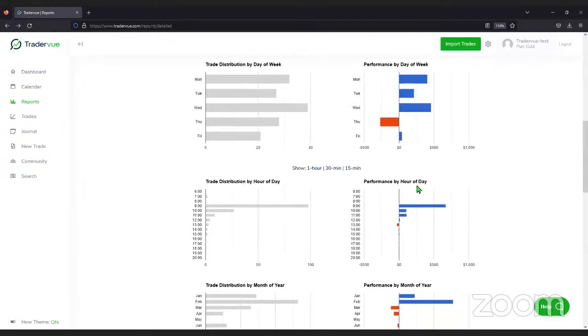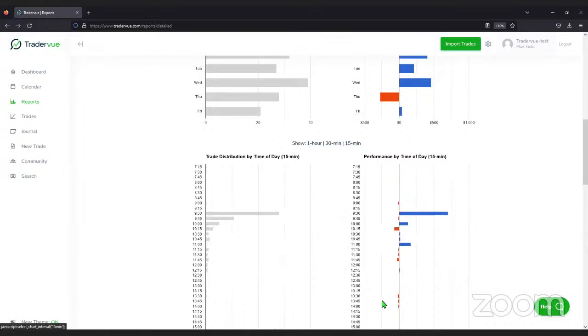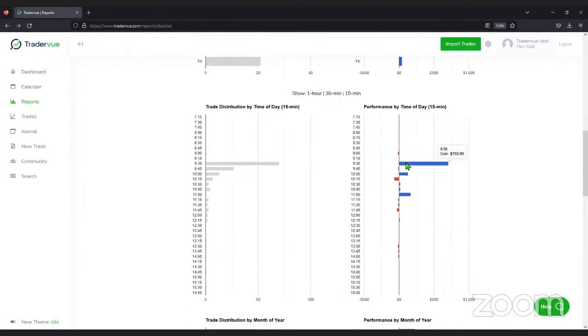You can get similar information, but in terms of performance by hour of the day. Here you can see on the y-axis different hours, and then you can see the P&L, of course. Here you can see that this trader is making most of its trades during the morning session, during 9 specifically. And we can go a little bit deeper into it. What I can see here is that the trader is making most of its money during the discovery price session, which is the first 30 minutes.